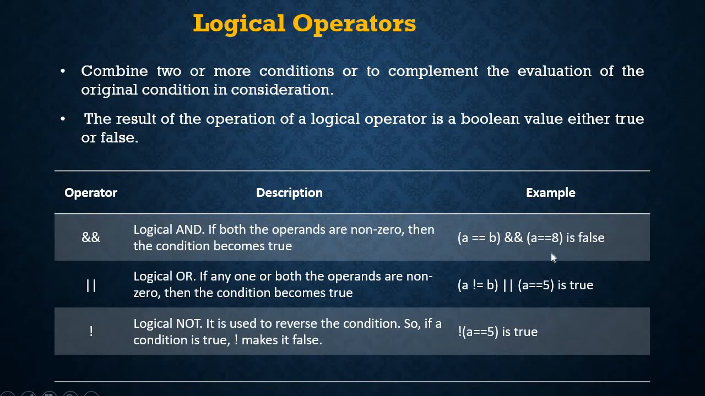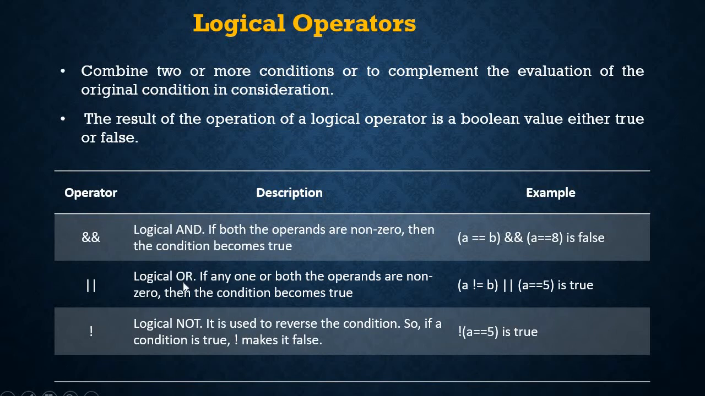Actually, this is an example: A double equal to B, this is a condition. Again we are having one more condition, A double equal to 8. We want to check both the conditions together with the help of the ampersand symbol, that is and, logical and. If both the operands are non-zero, then the condition will become true. If any one of them is 0, then the condition will be false.